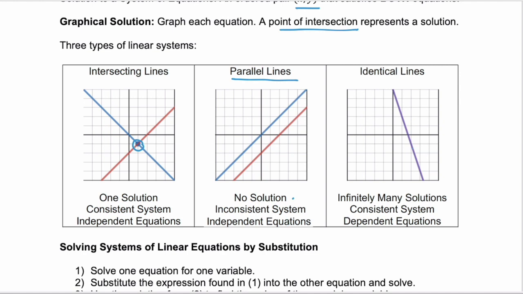The third possibility is where the lines are identical. Here, they have every single point in common, which means there are infinitely many solutions. This is a consistent system since there's a solution, and the equations here are dependent equations because they're the exact same line.